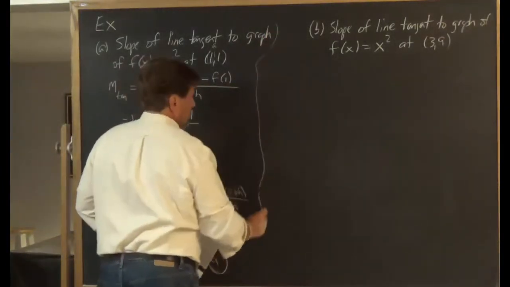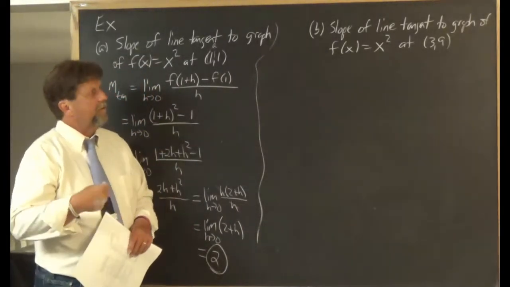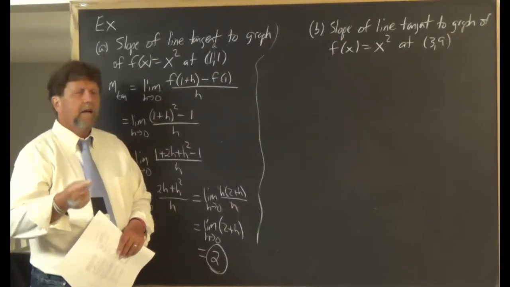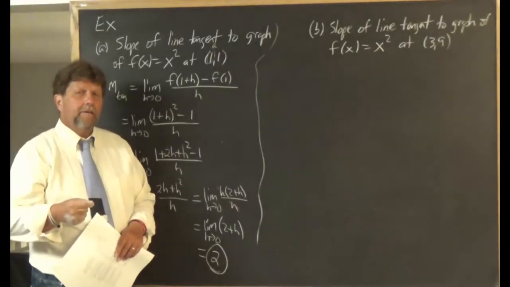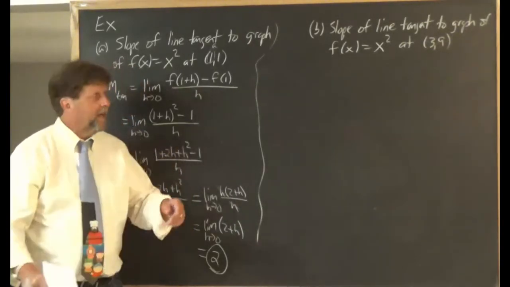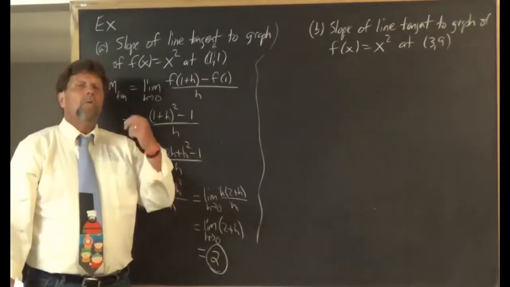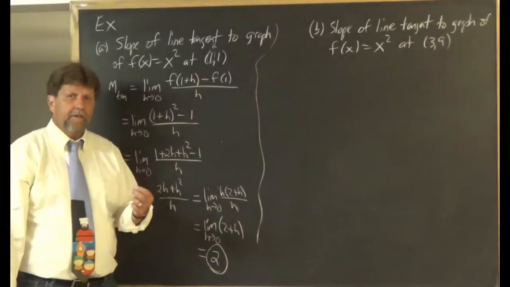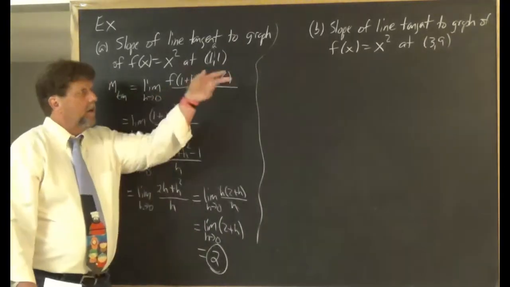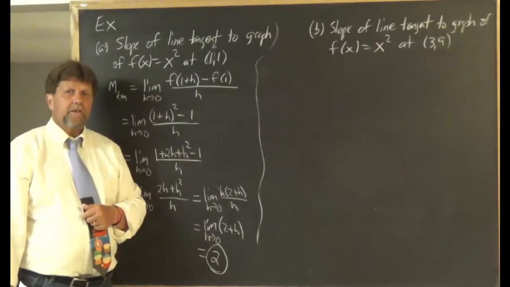All right, so now in part B, we're going to determine the slope of the line tangent to the graph of f of x equals x squared at the point 3, 9. In fact, here's what I want you to do. I'd like you to pause the video and do part B and see what you get. Once you've done part B, restart the video. It should look very similar to what we did in part A, but restart the video and we'll see if you have the correct answer.